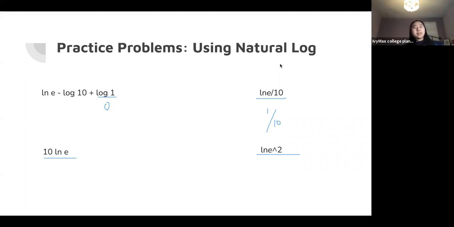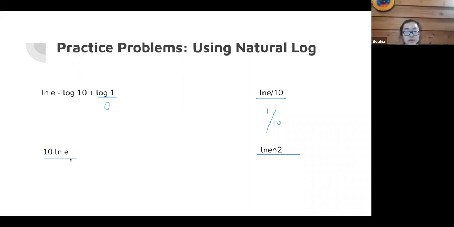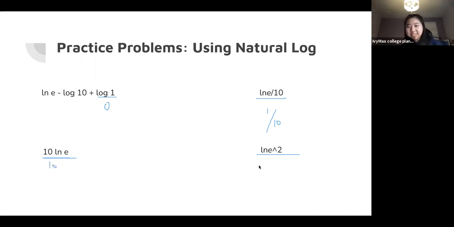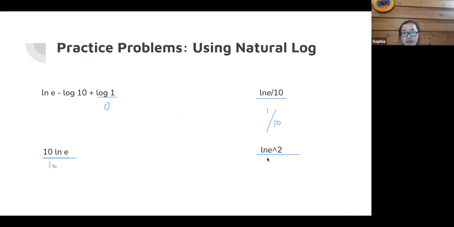Okay, so if you're not done, please pause your video and then let's check the answers right here. So Sophia, do you wanna go over the first one? So here you're multiplying, and the natural log of e is 1, and then 10 is 10. So 10 times 1. Cool. And then go over 2 also, since it's short. So since e is squared, and then you just find the natural log of that, you get 2.